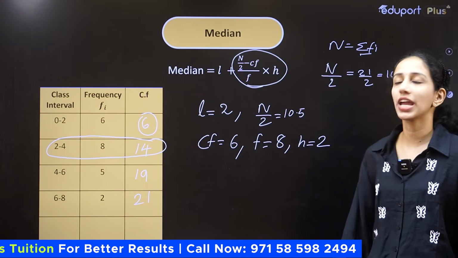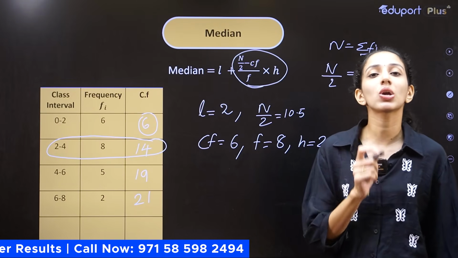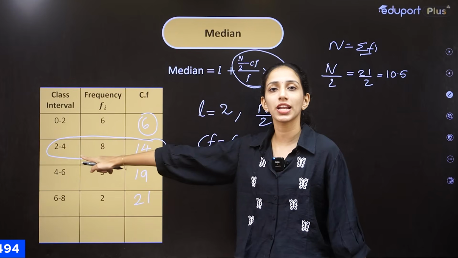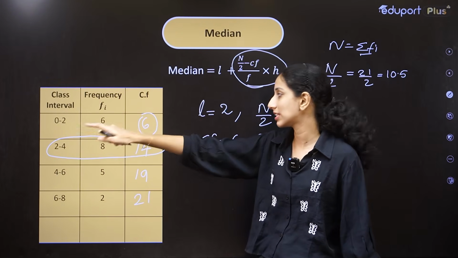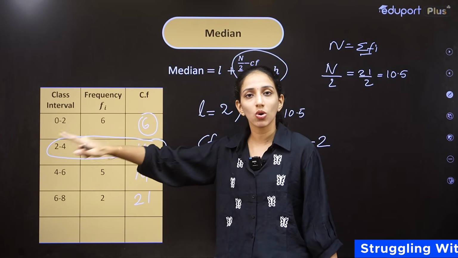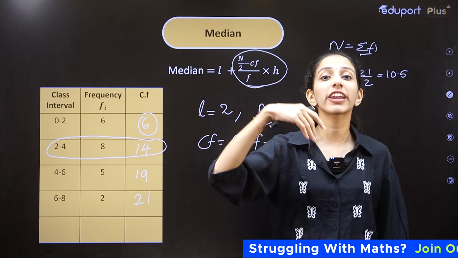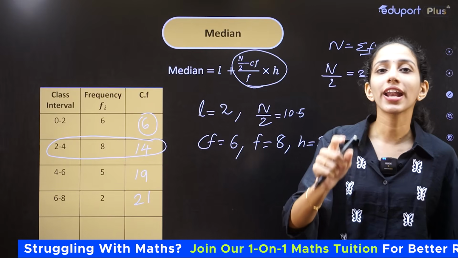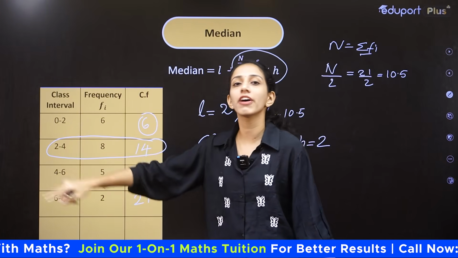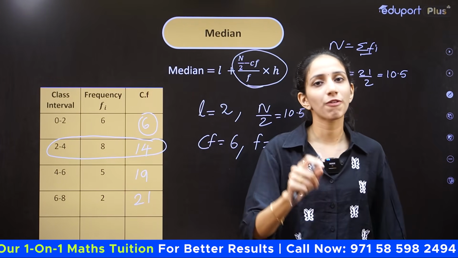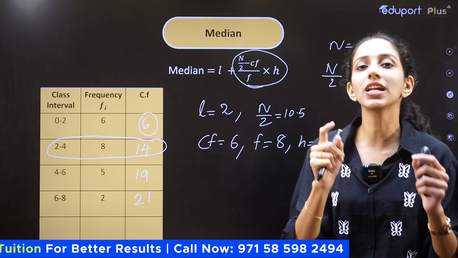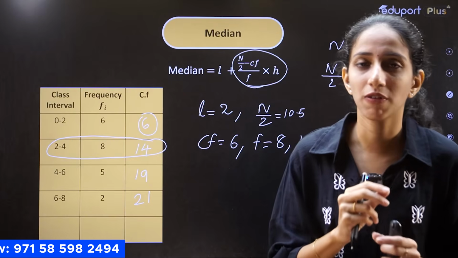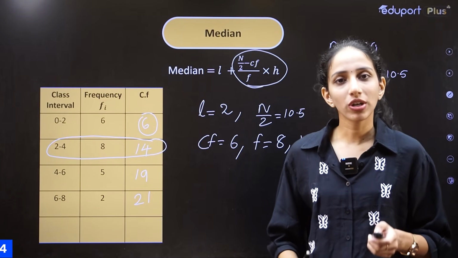So that is our median, and there is a method to check whether your answer is correct, because the median always lies in the median class, here is our median class. So if you got an answer greater than 4, you can understand your answer is wrong. And if you got an answer less than 2, that is less than our lower limit, then you can identify your answer is wrong. So the median always lies between the upper limit and the lower limit, that is between 2 and 4. Okay, so that's all about our median.